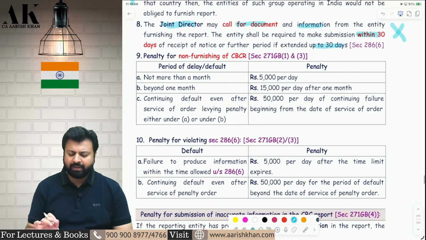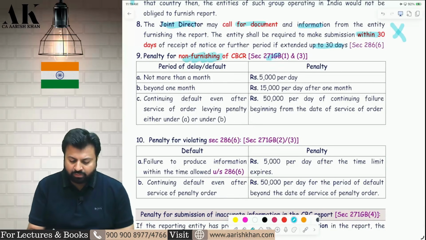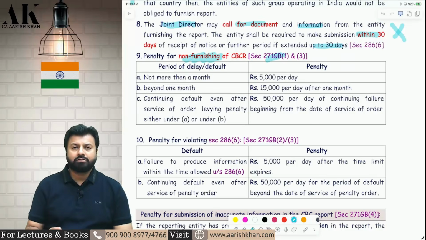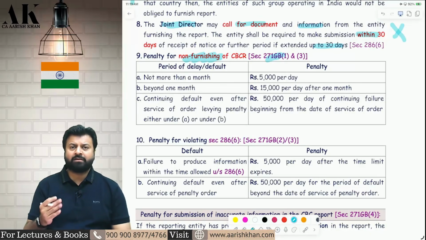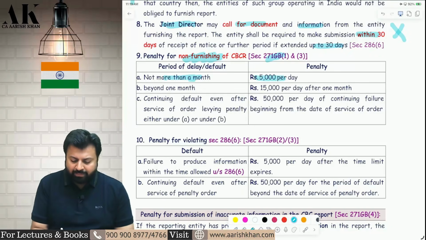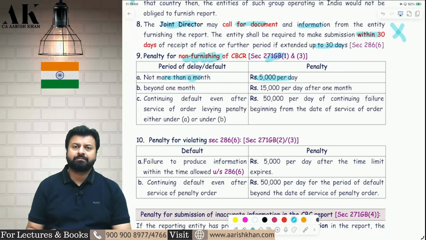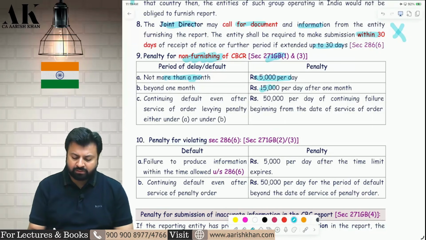Now we will talk about the penalties of CBCR. First, penalty for non-furnishing of CBCR, 271GB. For previous year 25-26, you have to file CBCR by 31st March 2027. If you don't file CBCR till 31st March 2027, for the first 1 month you will be liable for a penalty of 5,000 rupees per day. So for the entire April, 5,000 rupees per day, 5,000 into 30 days will be 1,50,000. After that, till you have not filed, then 15,000 rupees per day.